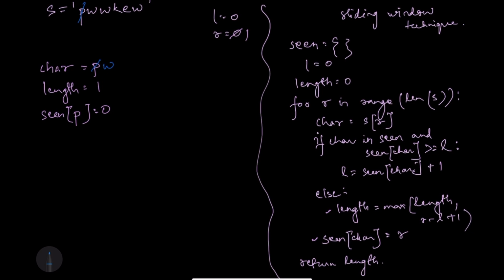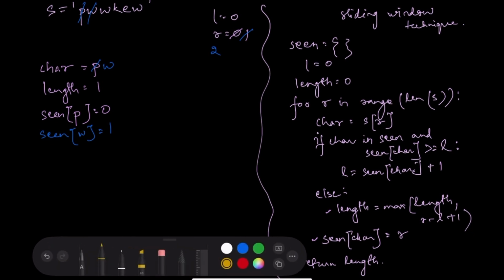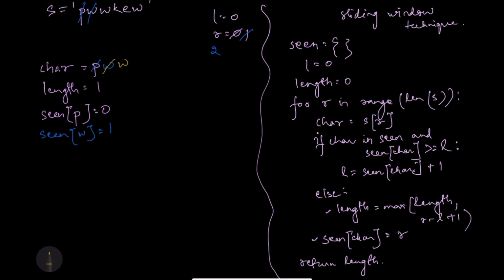We will check if our character is present in the hash map. Our character is not present in the hash map, so we will move on to the else part, and we will have our w, which would be the index of 1. So now our w is also done. We will be having our index as 2, and our character would be again w. So we are now here.